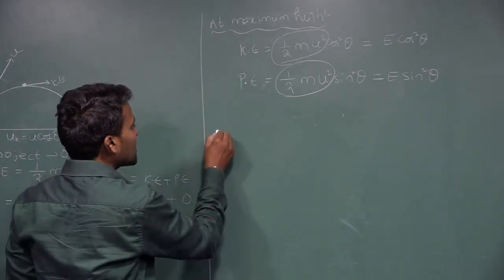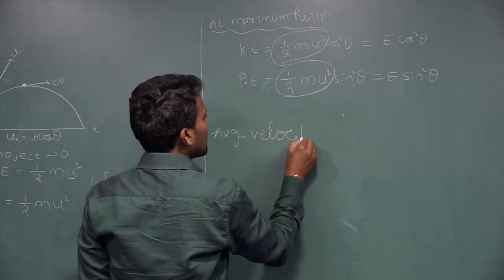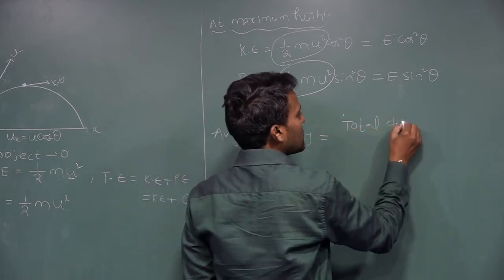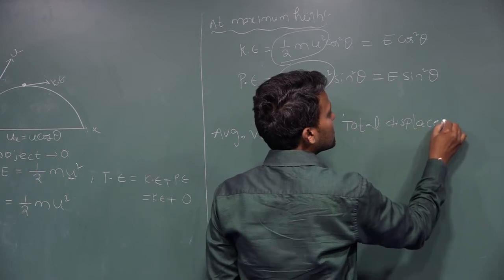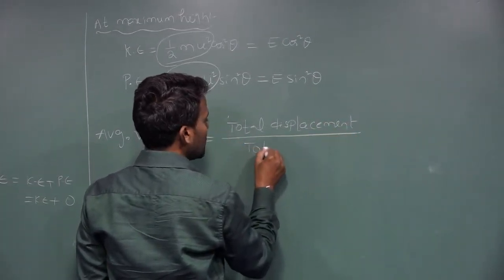Now if you want to calculate the average velocity, it is equal to total displacement divided by total time.